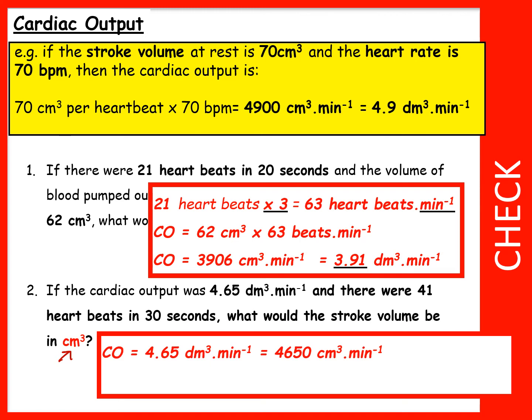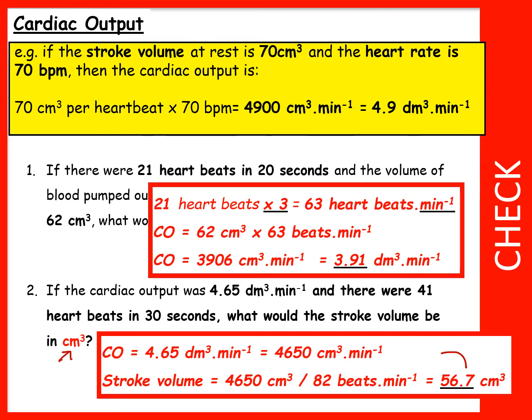So cardiac output is stroke volume times heartbeats per minute. Okay, stroke volume, if we rearrange the equation, is cardiac output divided by heartbeats per minute, and 4.65 times 1,000 is 4,650 centimetre cubed per minute, divided by 82 beats gives us 56.7 centimetre cubed per minute. So the key really is looking at the units.